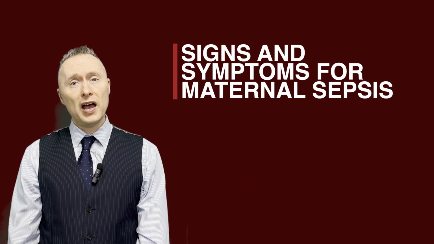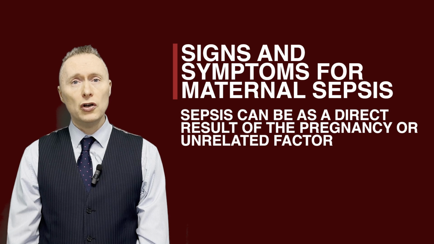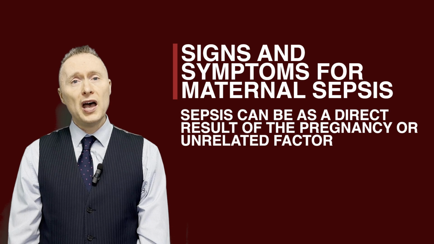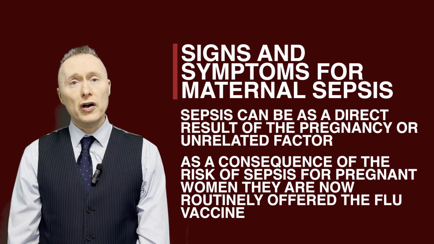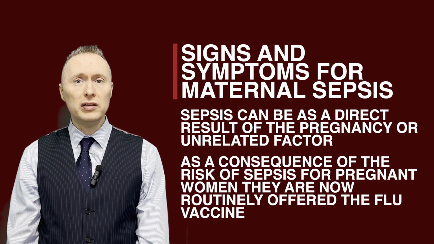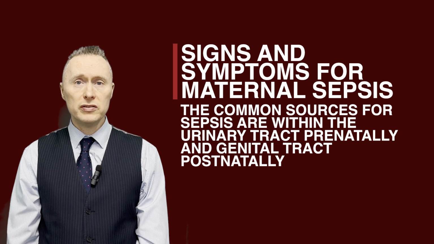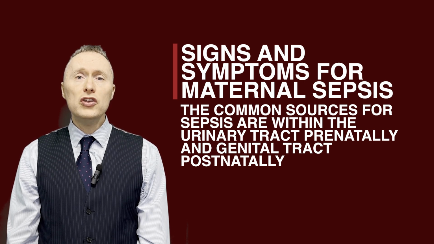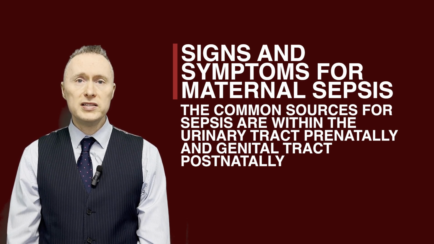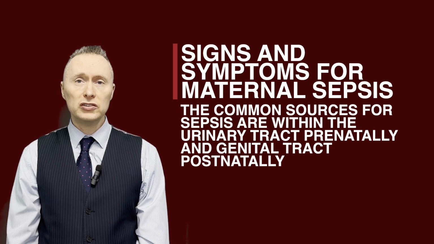Sepsis can be a direct result of the pregnancy or a non-related factor. As a consequence of the risk for pregnant women, they are now routinely offered the flu vaccine. The common sources for sepsis are within the urinary tract prenatally and genital tract postnatally.